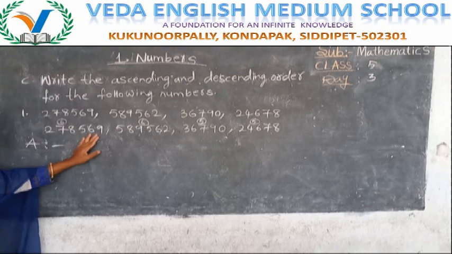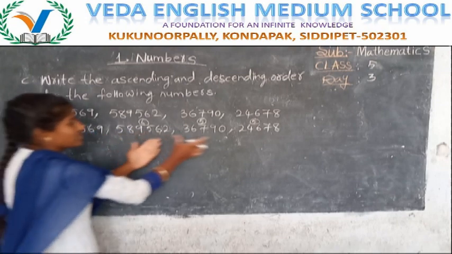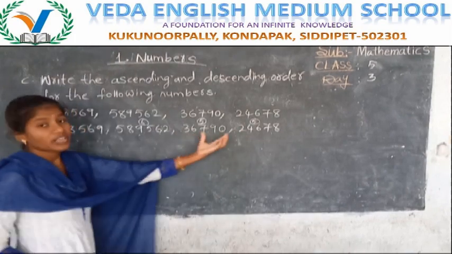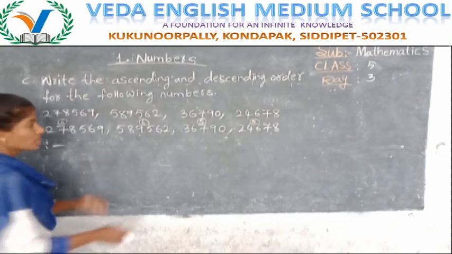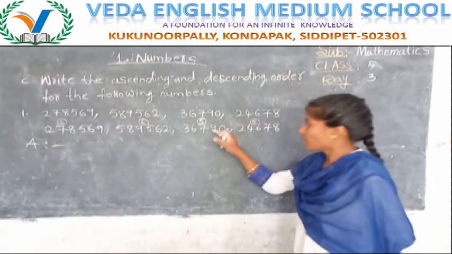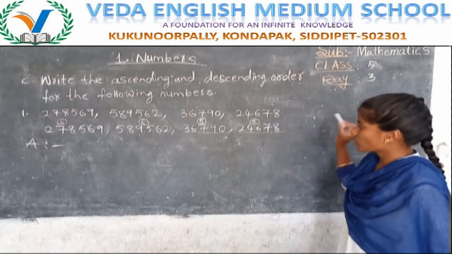Now, which numbers have greater digits? Here, these two are 6-digit numbers, these two are 5-digit numbers. That means 5-digit numbers are smaller numbers. We have to arrange from small to big, so that's why we have to write these 5-digit numbers first. Now, this number is also a 5-digit number, this number is also a 5-digit number.